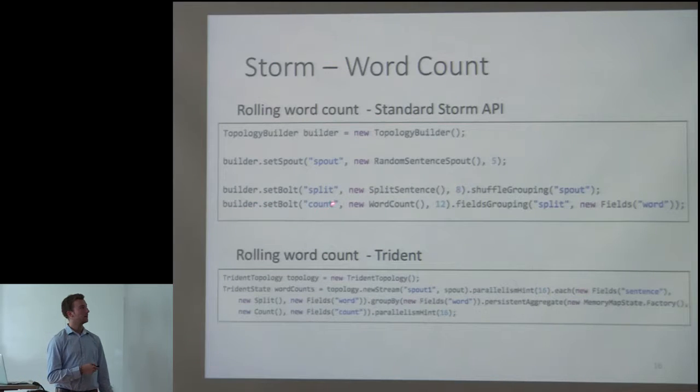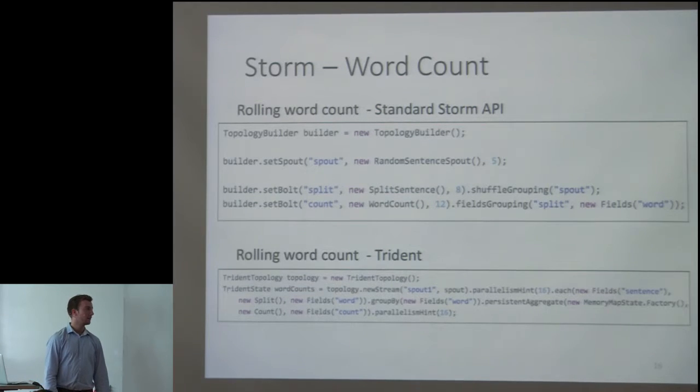Last, we need to define the counter, which holds a hash map of the current counts, and we connect that to the splitter with fields grouping, ensuring that each word will land at the same parallel instance of this counter. Those are the parallelism hints for that operator. So that means we will create 5 parallel instances of this source, here 8 and here 12. We expect this to be the more heavy operation, so we want to parallelize it more.